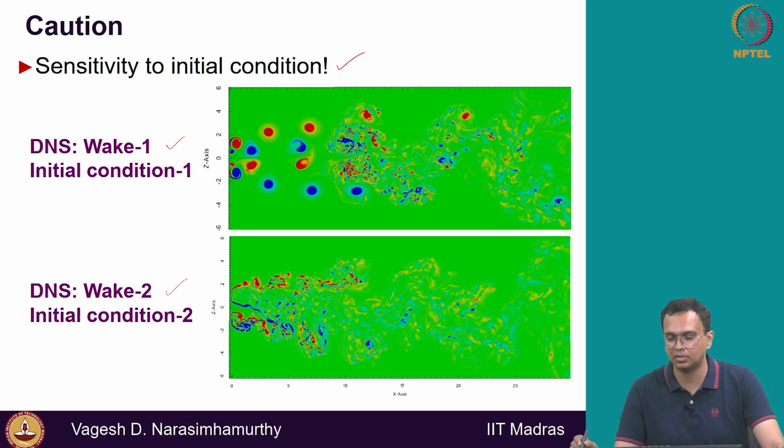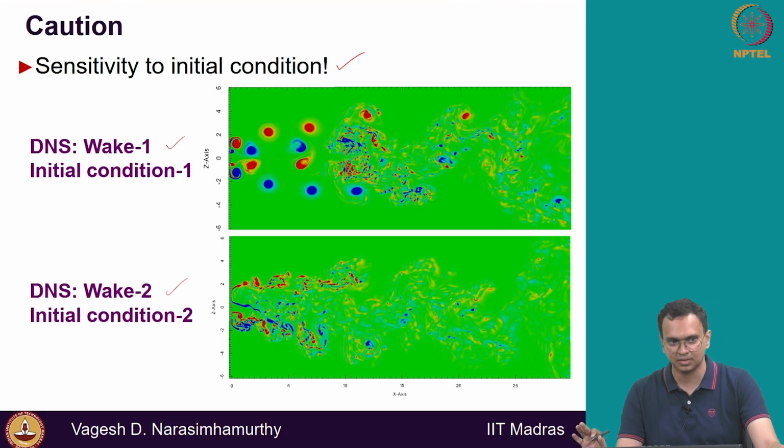So I have to be careful especially in eddy-resolving techniques. This is not so important for, let's say, RANS, because you are solving only for the mean flow. Such eddies are not there, right? Both will look the same.